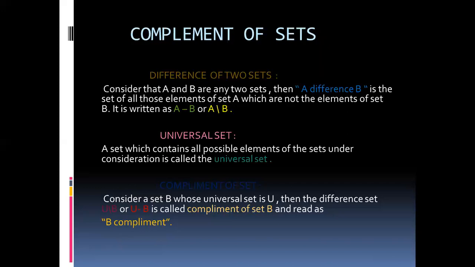Difference of two sets. If we have two sets A and B, and we take the difference of A and B, it means all the elements of set A which are not present in set B. Or in other words, we leave the common elements of A and B and the remaining elements of A we write within the brackets, and this will be A minus B. We can denote it with two notations, A minus B or A slash B. Slash also represents minus.